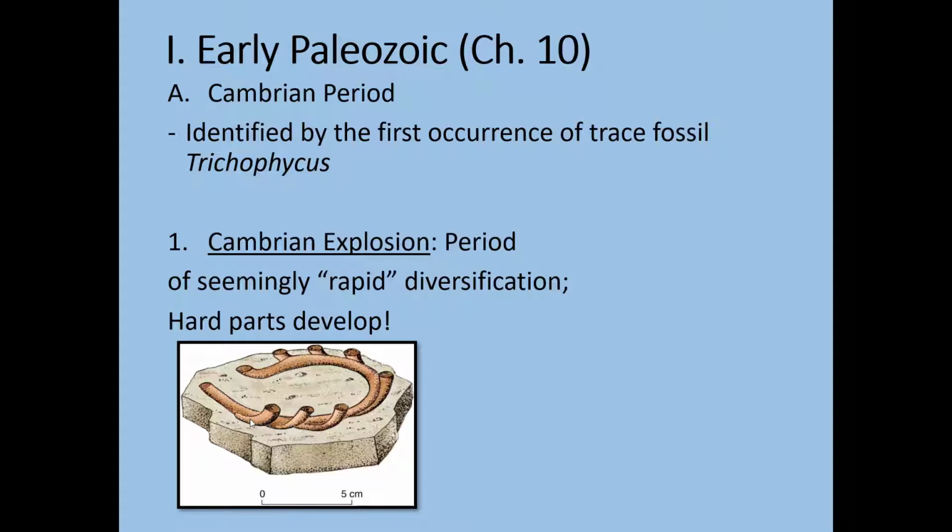It's a period where, if you just look at the rock record, it looks like there's a really rapid diversification of life on Earth. Really, what the Cambrian Explosion represents is a time period when organisms evolved the ability to generate hard parts. Hard parts include bones and teeth and shells, and they are enormously important for the fossil record.